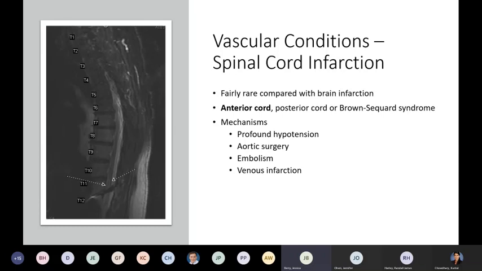As for mechanisms, sometimes it's unclear, but often it's associated with profound hypotension, such as in the case of a cardiac arrest or massive hemorrhage. And again, the watershed areas are most vulnerable in that situation.